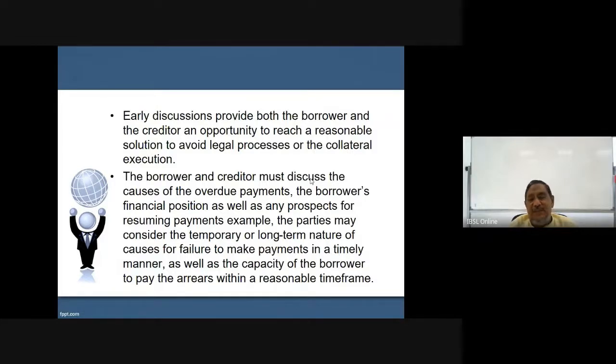Everything has to be discussed. What is the overdue amount? How much of overdue interest? What are the short-term and long-term nature of causes for the failure? Why has it happened? How has it happened? When has it happened? Who's responsible? These questions in mind will help us to find a solution easily, a solution within the customer's repayment ability and within a reasonable time frame.